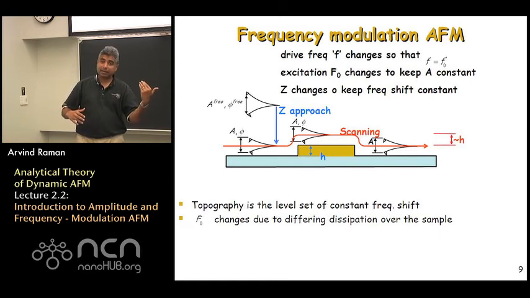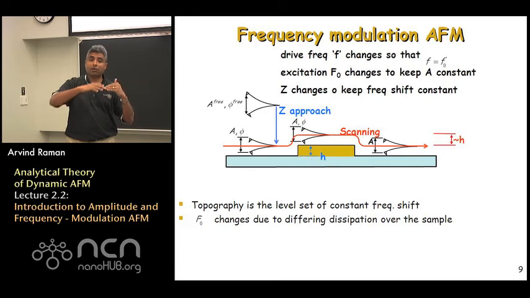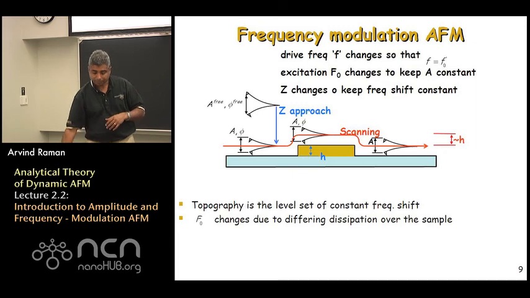On the other hand, in tapping mode AFM that we have studied before, all that you maintain constant is the tip oscillation amplitude. And that changes due to both dissipative and conservative interactions between the tip and the sample. So a tapping mode image is a level set of constant amplitude. It's not fundamentally a level set of constant force gradients or constant dissipation.